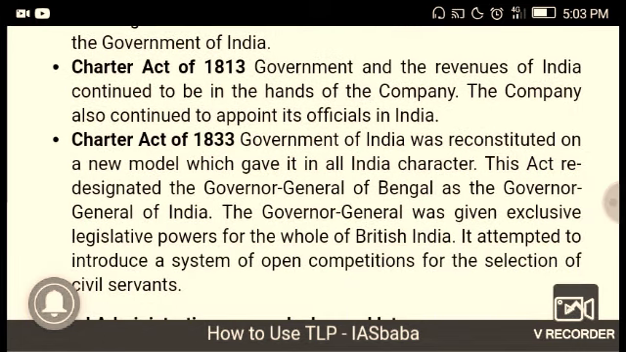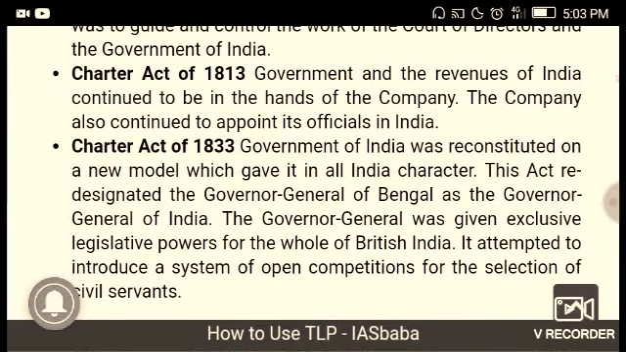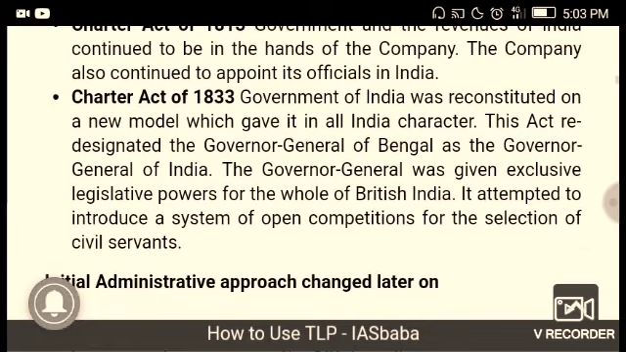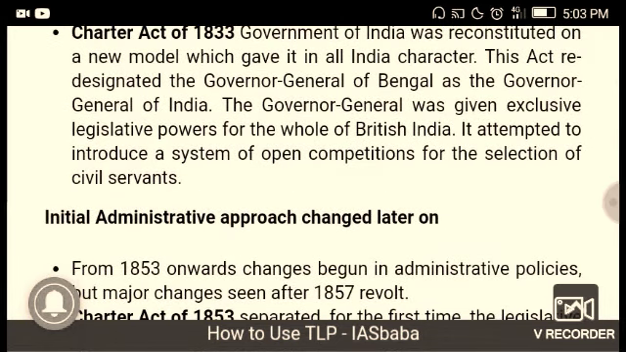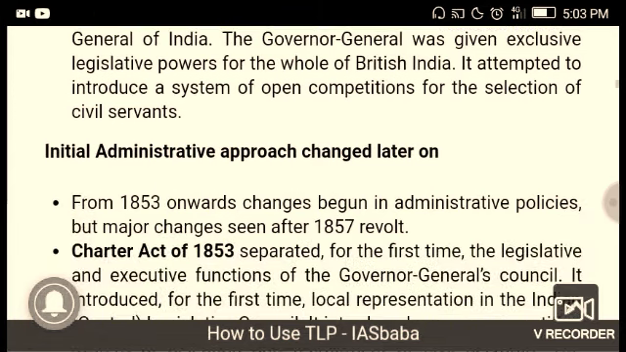Charter Act of 1833. The Government of India was reconstituted on a new model which gave it an all-India character. This act redesignated the Governor General of Bengal as the Governor General of India. The Governor General was given exclusive legislative power for the whole of British India. It attempted to introduce a system of open competitions for the selection of civil servants.